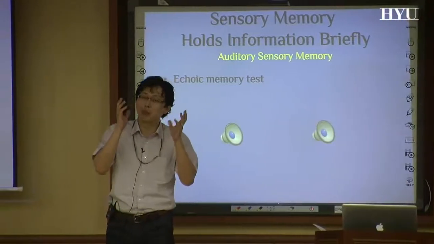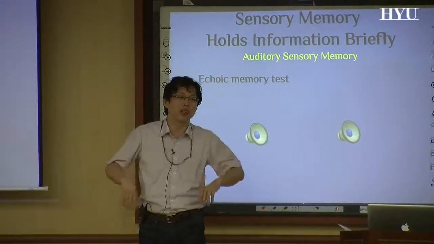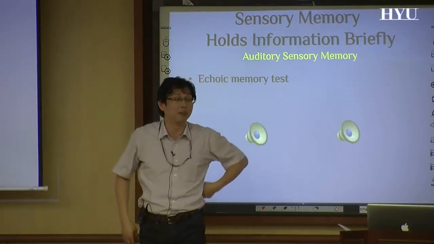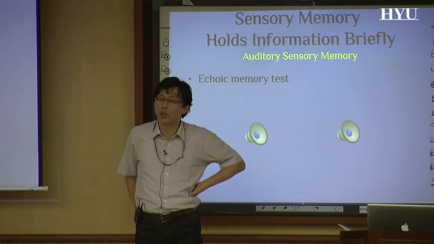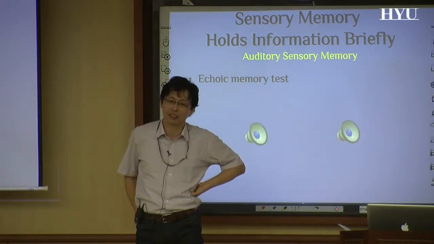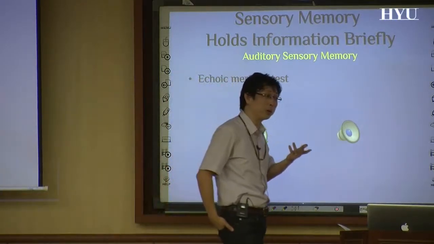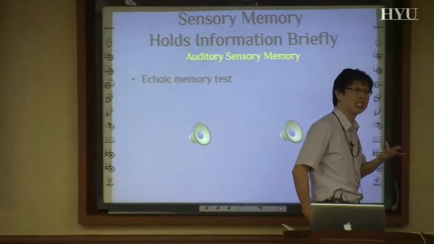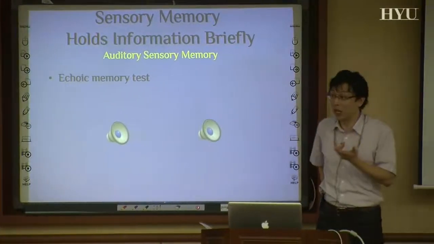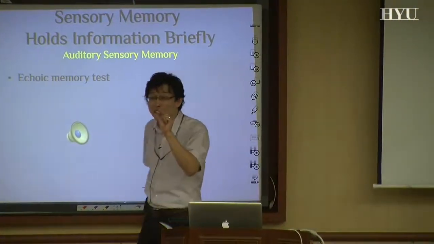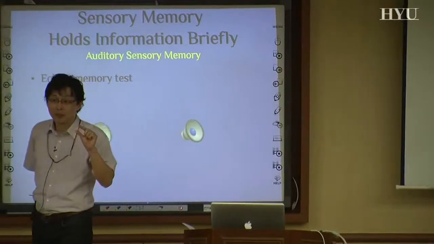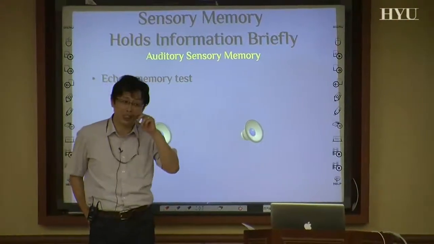Okay, the visual is very short, but audio is very different, a much longer time. Why have we evolved like that? If the theory of evolution is right, we evolved to process visual information much faster. That's why visual information can be stored for only a very little time. Audio, we are not using it as much.